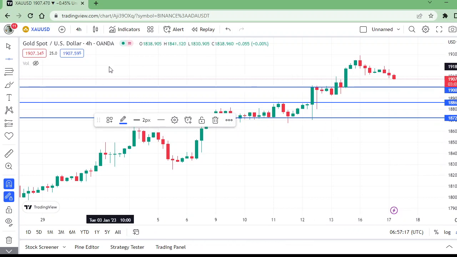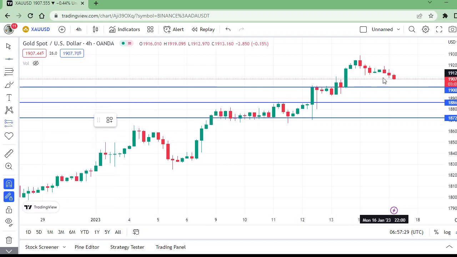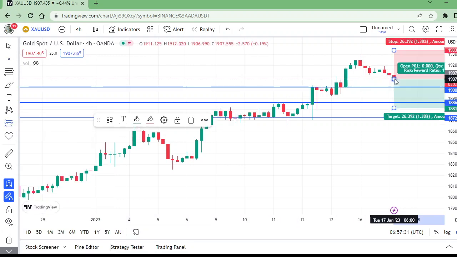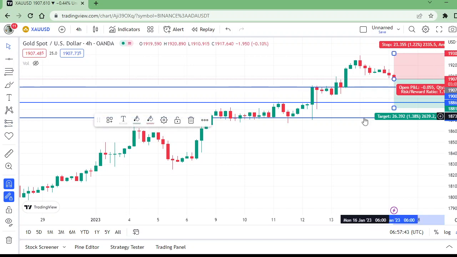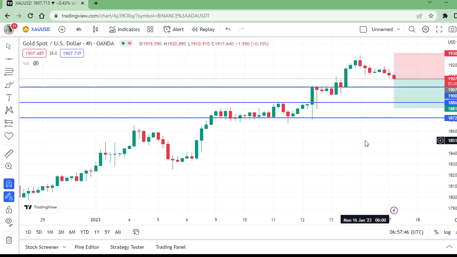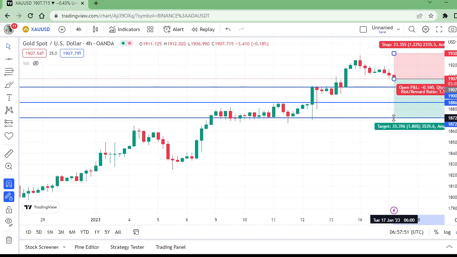So this is a sell from this level according to my analysis. Now let me put the short position here. If we put the short position here, the stop loss will be above this line. Let me adjust this. This is the stop loss, and there are take profits here. These are the nearest take profits.